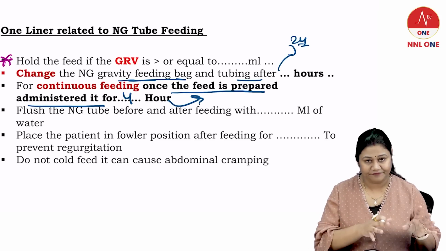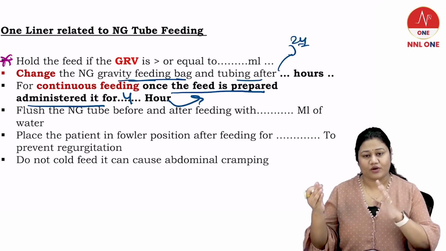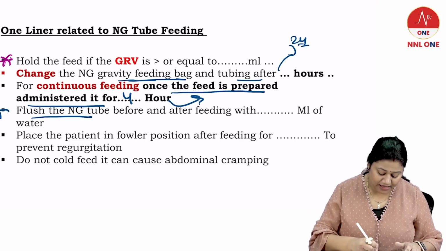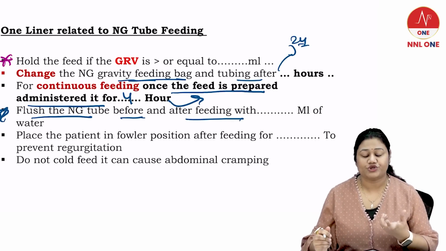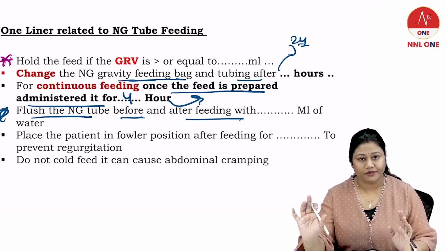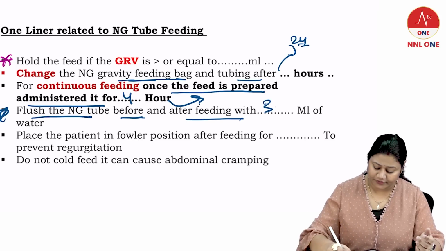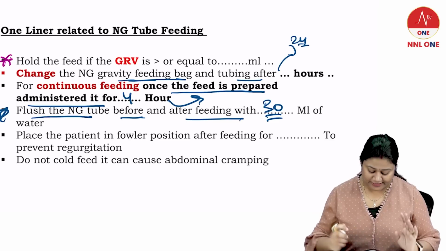After that, discard whatever feed is left in the bag, wash the bag, and freshly prepare the feed again. Flush the NG tube. Mark this question, very important: before and after feeding, what is the solution and what is the volume? The solution is normal drinking water to flush the NG tube. The volume is 30 ml, which we use before and after feeding.